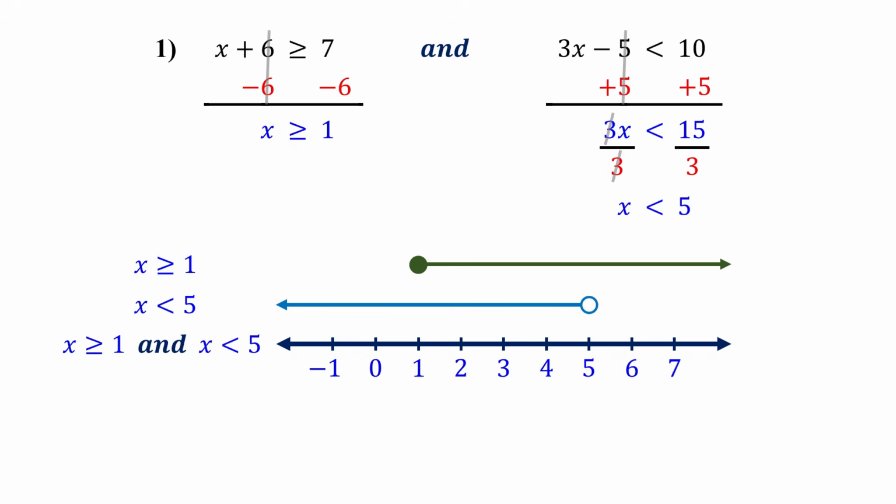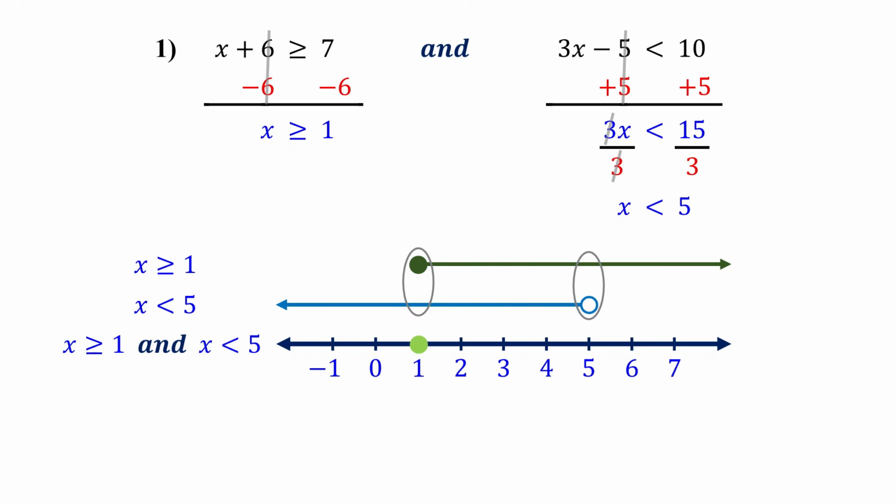So now, we'll graph the overlap region. Let's start with the endpoints. Look at 1. Is it shaded on both graphs? Yes, it is. So 1 satisfies both inequalities. That means it is a solution. To show that, we mark a closed circle at 1.